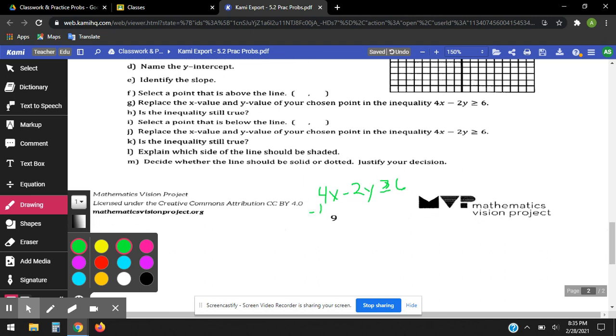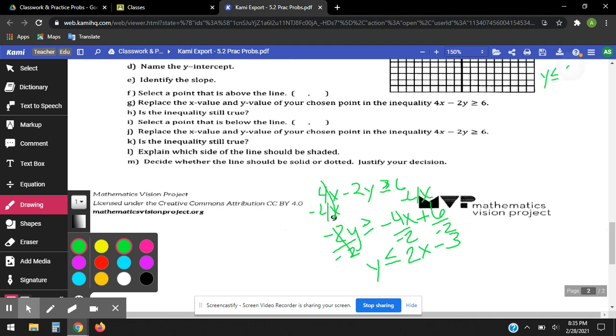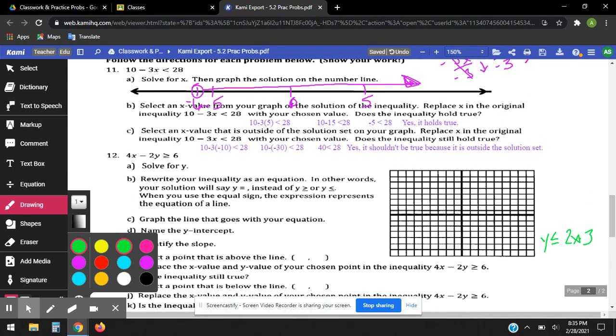So let's minus 4x from both sides. I'm going to put it in slope-intercept form so that I can graph it easier. -4x plus 6, divided by -2, everything. Got to flip my sign because of the negative. Y is less than or equal to 2x minus 3.